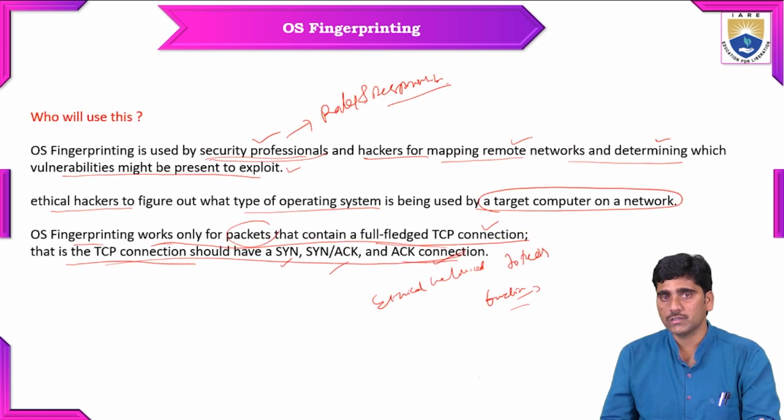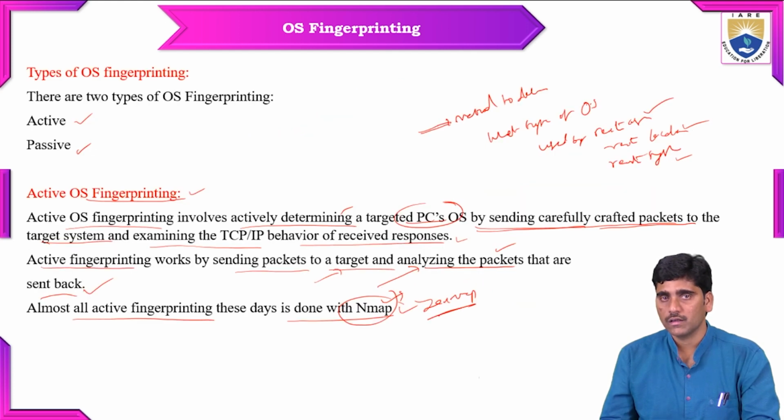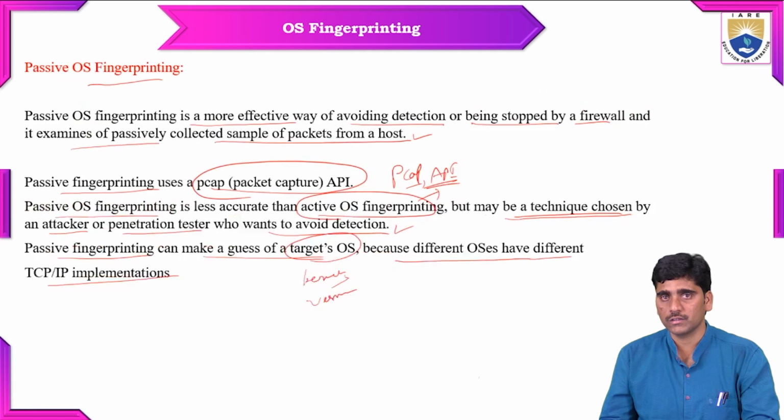And who will use it? Ethical hackers or security professionals. They can use it with the help of a full-fledged TCP connection. And what are the types of OS fingerprinting? One is active and the second one is passive fingerprinting.